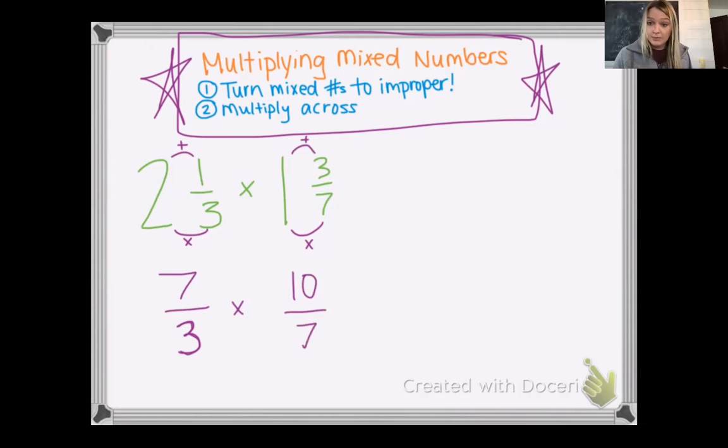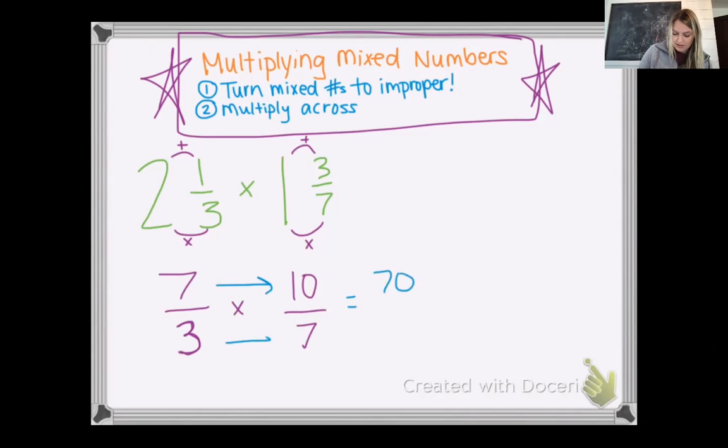What's cool about multiplying is I can just multiply straight across. Okay, so I'm going to show you the straight up multiply fractions. I will multiply 7 times 10, which is 70. 3 times 7, which is 21.